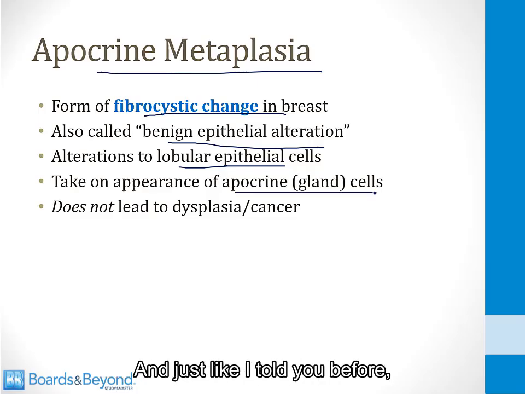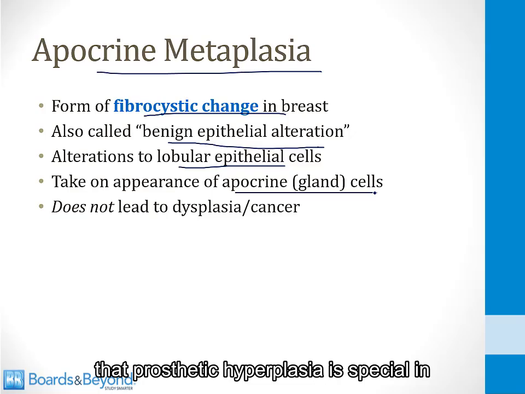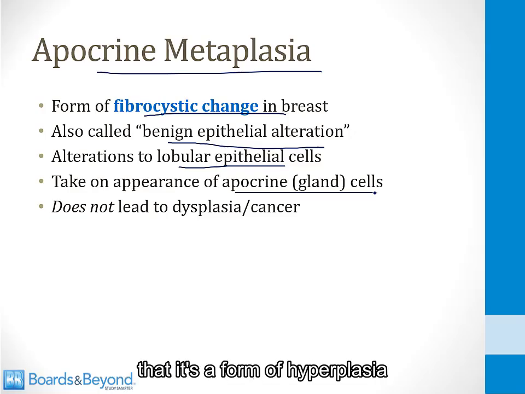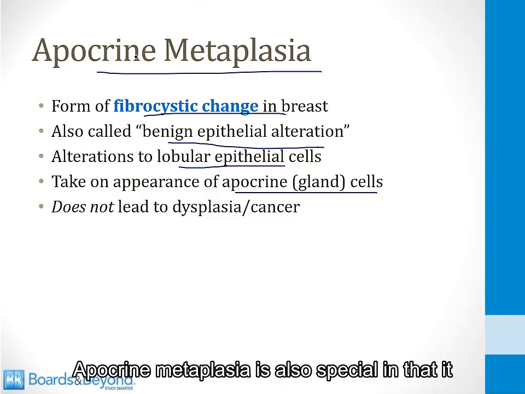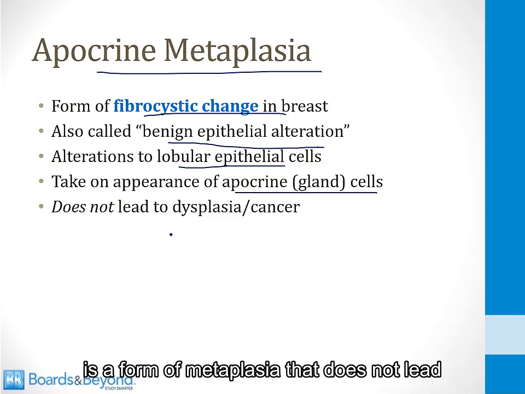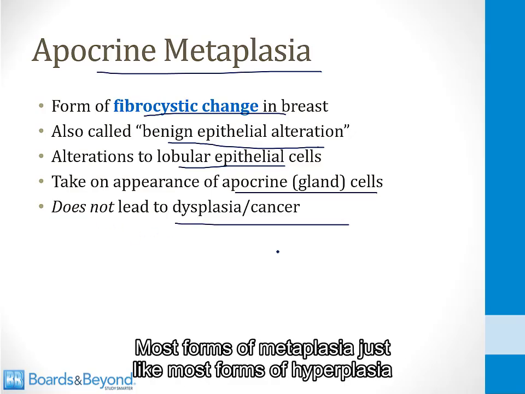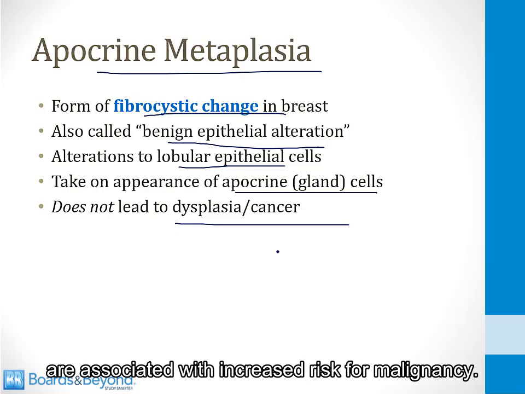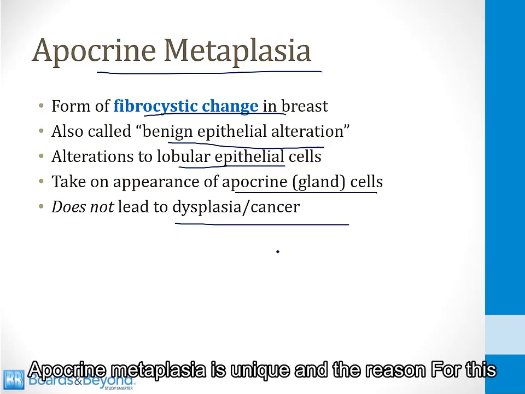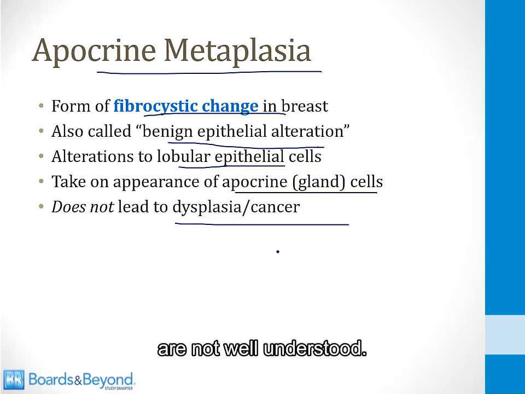And just like I told you before, that prostatic hyperplasia is special in that it's a form of hyperplasia that does not lead to malignancy. Apocrine metaplasia is also special in that it is a form of metaplasia that does not lead to dysplasia and cancer. Most forms of metaplasia, just like most forms of hyperplasia, are associated with increased risk for malignancy. Apocrine metaplasia is unique, and the reasons for this are not well understood.